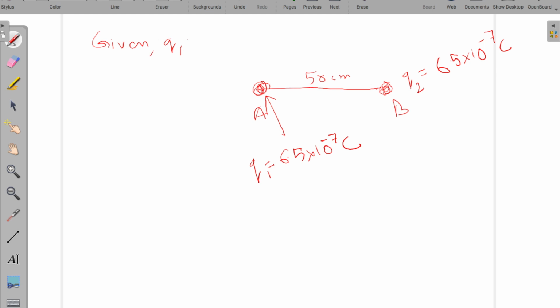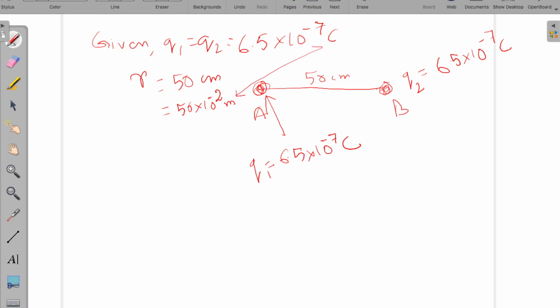Given: Q1 is equal to Q2 is equal to 6.5 into 10 to the power minus 7 coulomb. Distance r is 50 centimeter. We can write 50 centimeter as 50 into 10 to the power minus 2 meter, because we must write all the units in SI. Coulomb is the SI unit, and distance must be written in SI unit. Also we know the value of 1 by 4 pi epsilon naught is 9 into 10 to the power 9 Newton meter square per coulomb square.